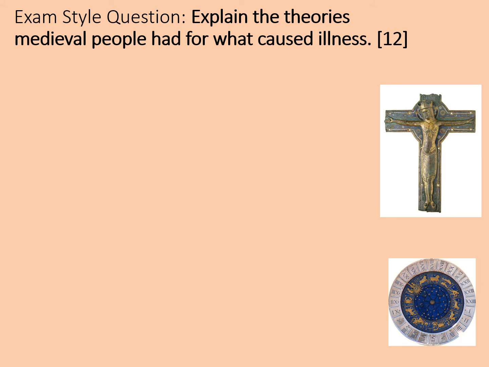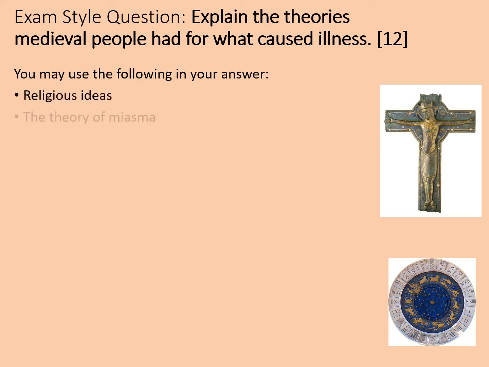If you don't explain why people believe what they did, you're not going to pick up those marks for the explanation, sometimes referred to as Assessment Objective 2 or AO2. However, in the Edexcel exam, you are given a little bit of help. You may use the following in your answer: religious ideas and the theory of miasma. However, you can't get all of the knowledge marks if that's all you mention. You must also use information of your own. If you're already familiar with this style of question and you're happy with your technique, you can pause the video here and attempt the answer. You'll want to spend around 18 to 20 minutes on writing it, so make sure you write enough.